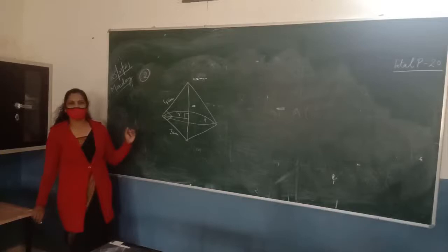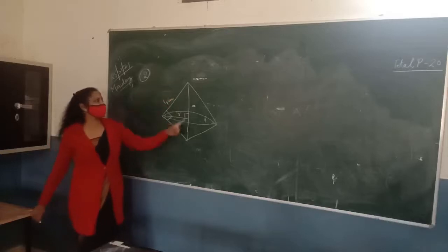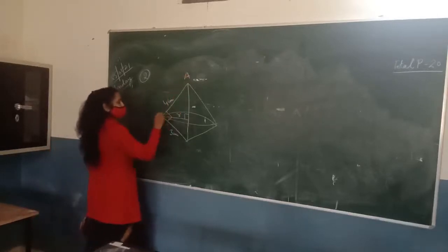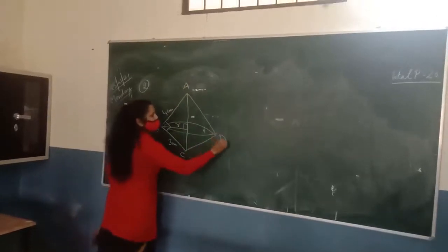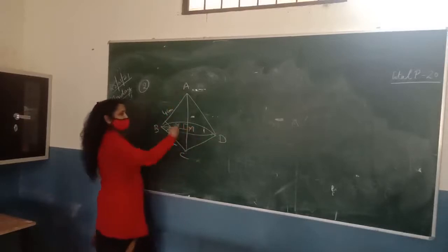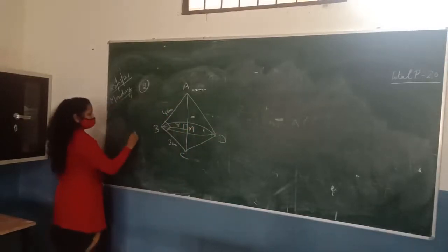Okay. Nitin, yes Nitin. By Pythagoras theorem. By Pythagoras theorem, we can find this length only. Suppose I am naming it like A, B, C. So we can find the AC here by using the Pythagoras theorem, it will be 5 centimeters.